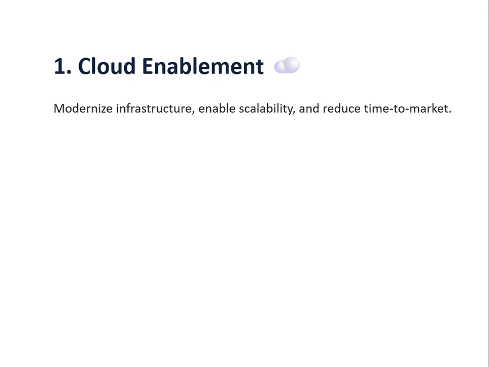Always tie cloud to business outcomes. Don't just say we're migrating, say we're enabling faster market launches. So, cloud enablement is modernizing infrastructure, enabling the scalability, and reducing the time it takes to hit the market.